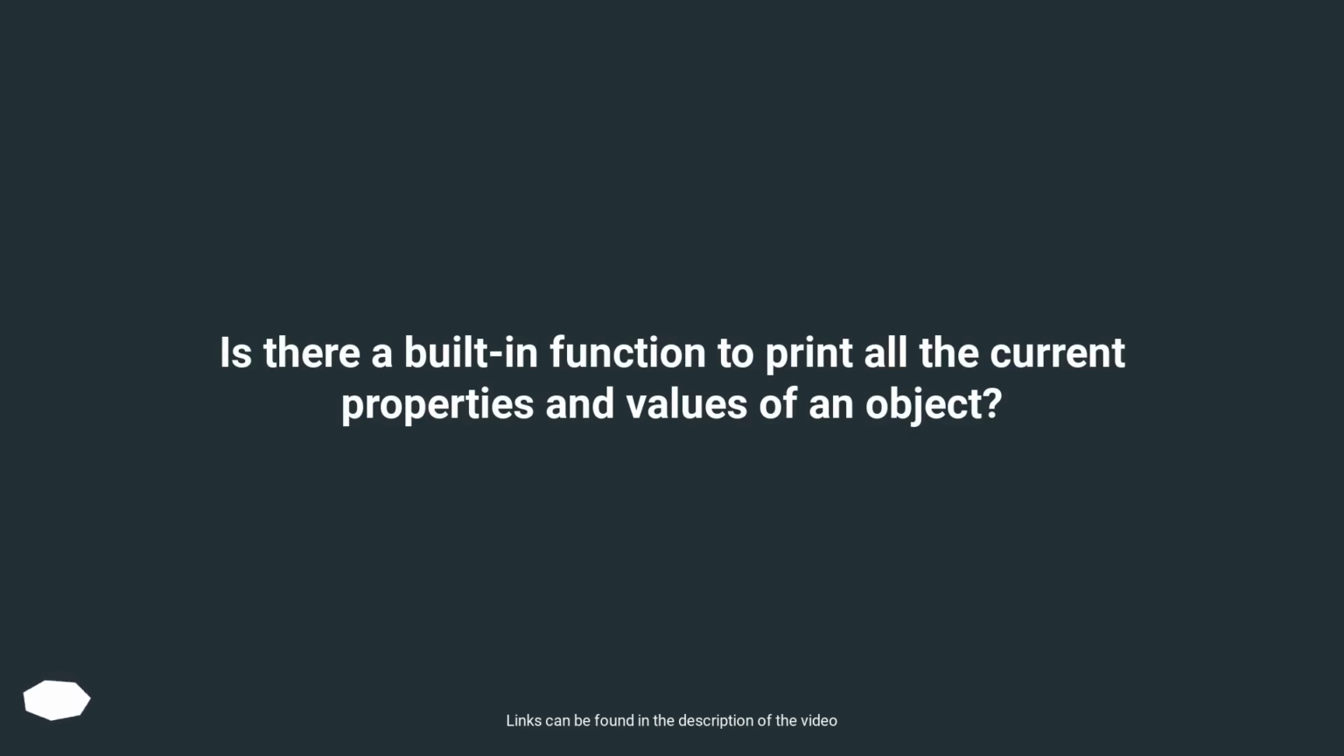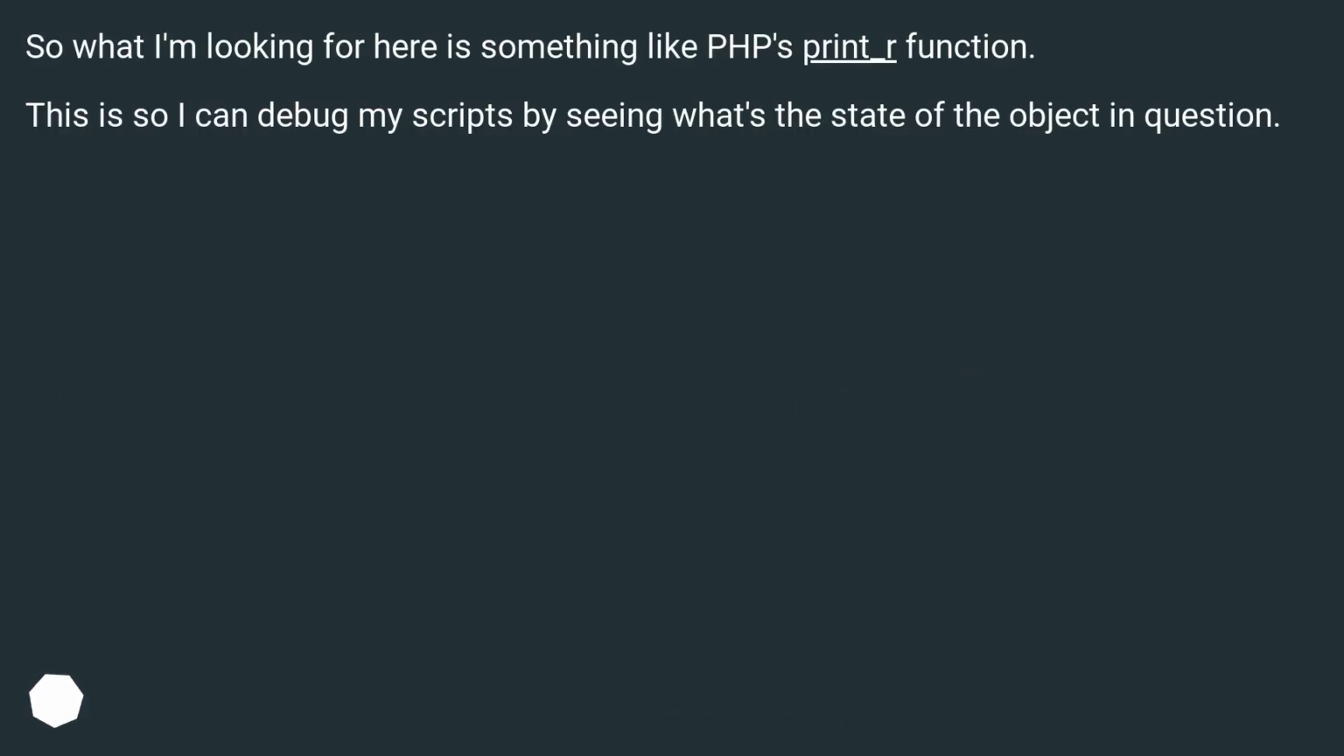Is there a built-in function to print all the current properties and values of an object? So what I'm looking for here is something like PHP's print_r function. This is so I can debug my scripts by seeing what's the state of the object in question.